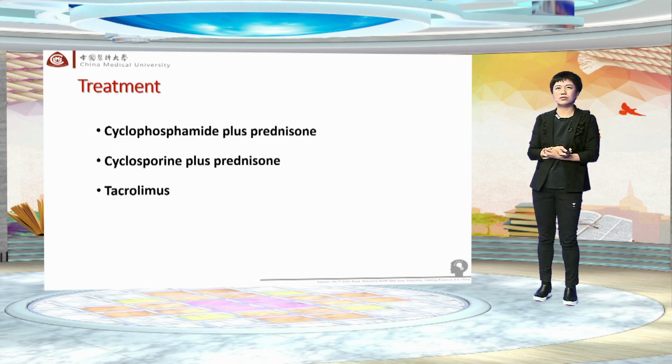The combination of cyclophosphamide or cyclosporine plus prednisone is more likely to induce remission of nephrotic syndrome compared with placebo or prednisone alone. Success with tacrolimus has been similar to that with cyclosporine.